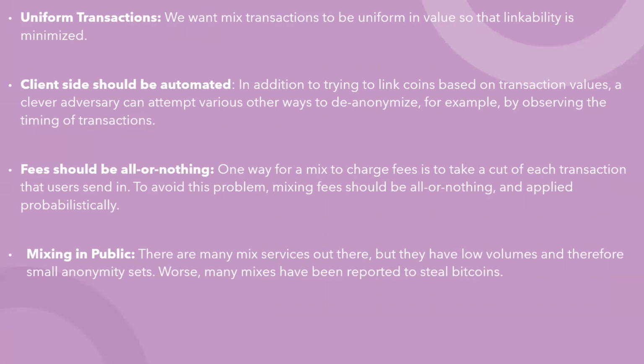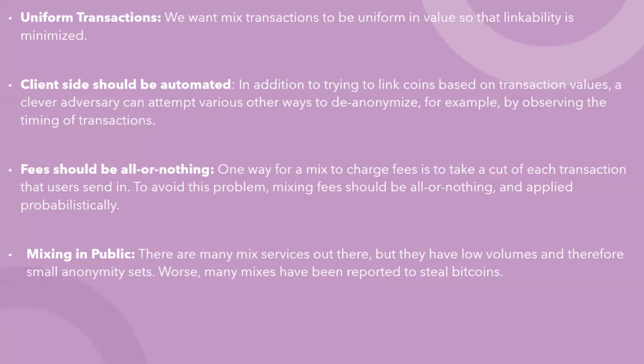Now we'll move to the next point. Fees should be all or nothing. One way for a mix to charge fees is to take a cut of each transaction that users send in. To avoid this problem, mixing fees should be all or nothing and applied probabilistically. But this is problematic for anonymity because mixed transactions can no longer be in standard chunk sizes. For example, if users try to split and merge their slightly smaller chunks back to the original chunk size, it introduces serious and hard to analyze anonymity risks because of the new linkage between coins that is introduced. In other words, the mix should swallow the whole chunk with a small probability of returning it in its entirety.